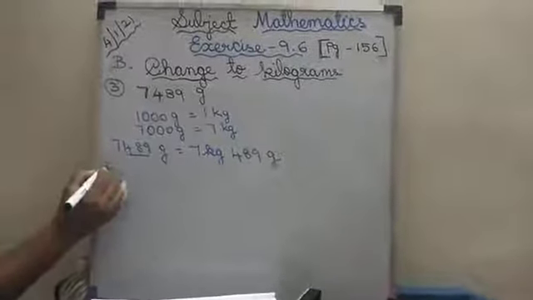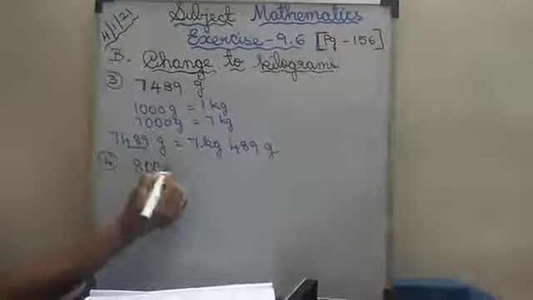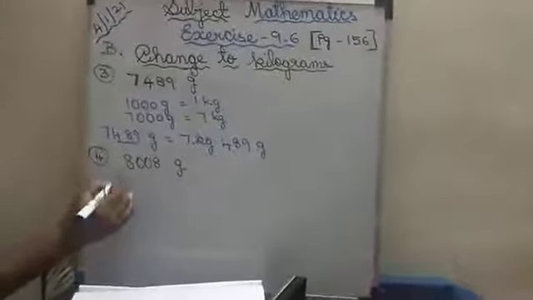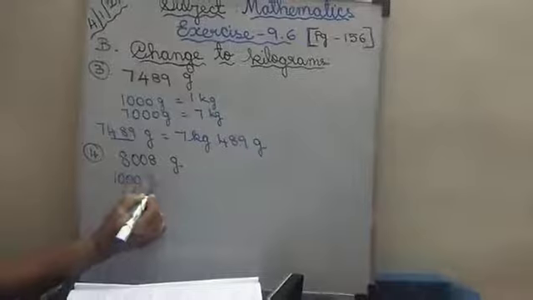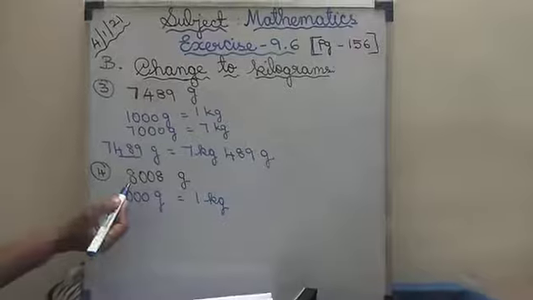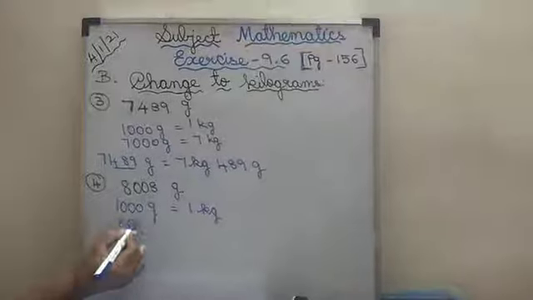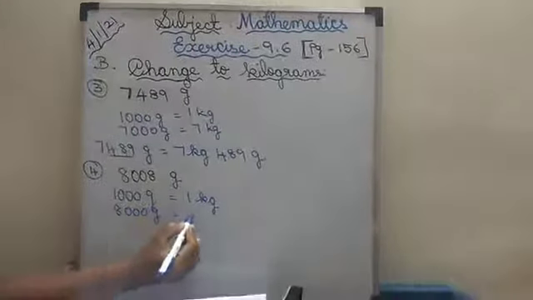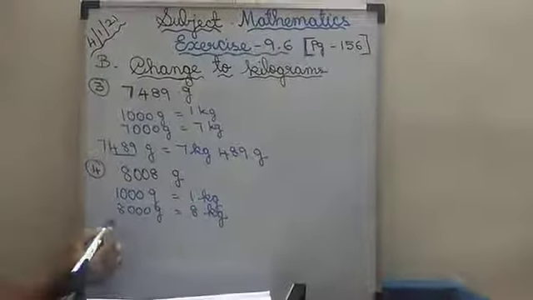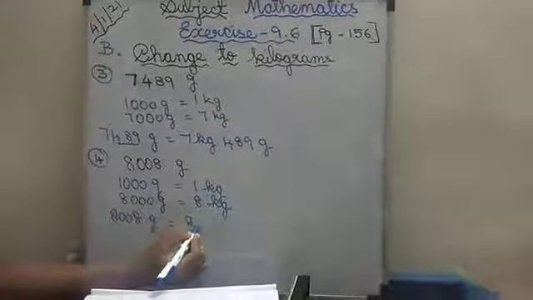And then the fourth sum, 8,008 gram. So here also 1000 gram is equal to 1 kg. So when you pronounce what? 8,008. 8,000 is coming. So 8,000 gram is equal to what, children? Automatically it would become 8 kg. So 8,008 gram is equal to 8 kg.